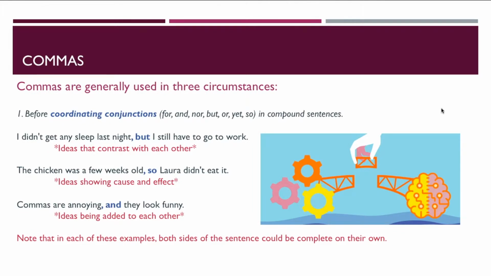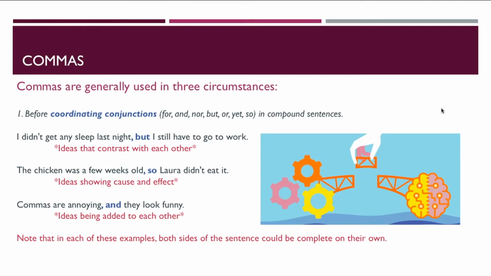First, let's talk about commas. Commas are generally used in three circumstances. First, they're used before coordinating conjunctions like for, and, nor, but, or, yet, so, which are also called FANBOYS, in compound sentences. I didn't get any sleep last night, but I still have to go to work.